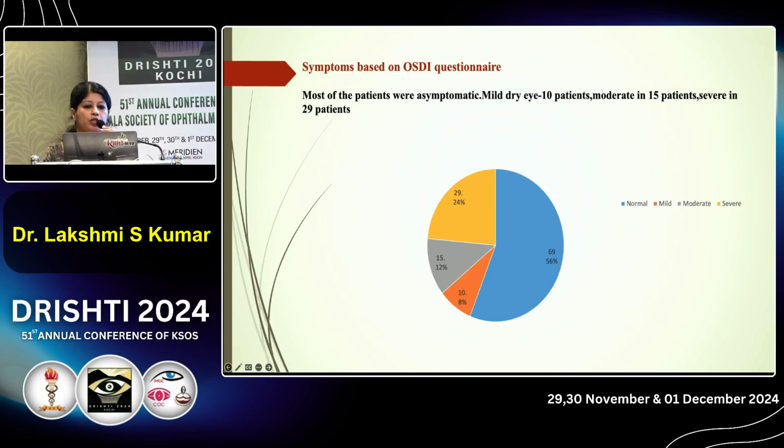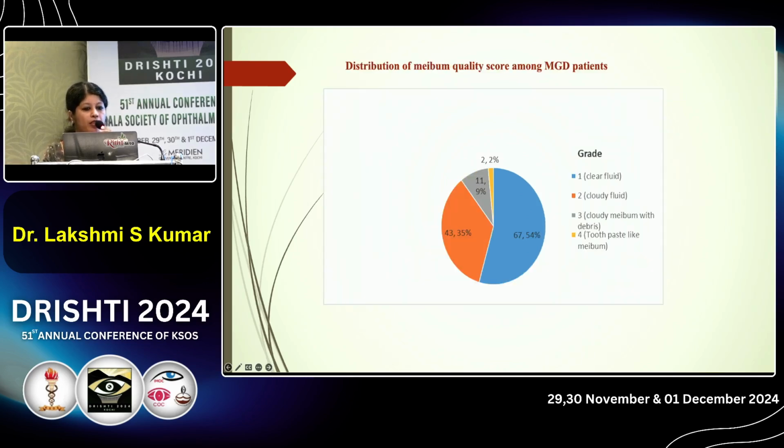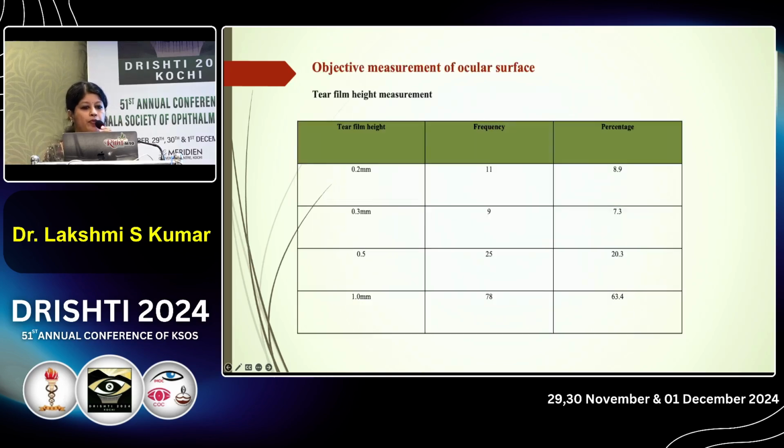Mild dry eye was present in 10 patients, moderate in 15 patients, severe in 29 patients. Distribution of MEIBOM quality score among meibomian gland dysfunction patients: most of the patients presented with clear fluid only on digital pressure. Objective measurement of ocular surface, which include tear film height measurement: most of the patients with MGD have got tear film height of 1 mm.